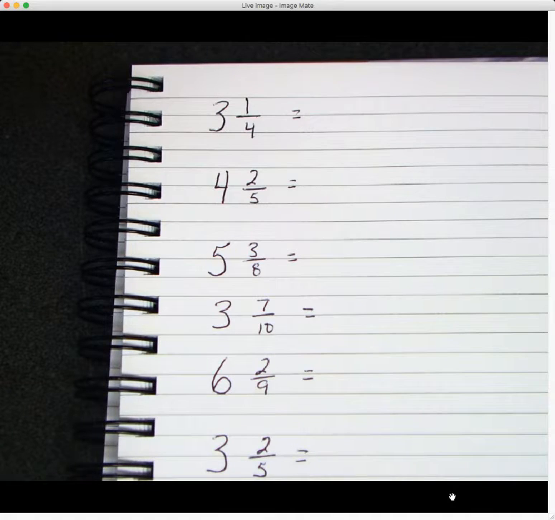Well, happy Monday, guys. We are ready to work on something new in our math lesson today. What we're doing today is kind of the opposite of what we've been doing.